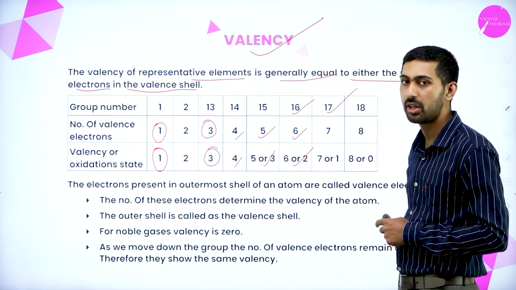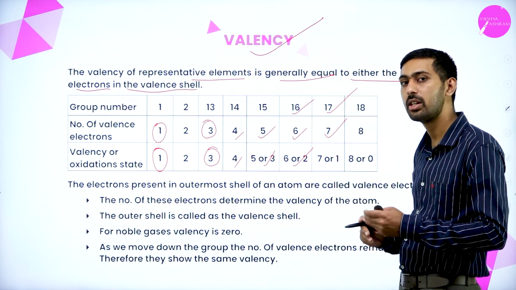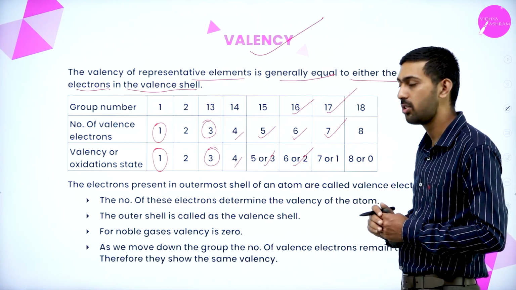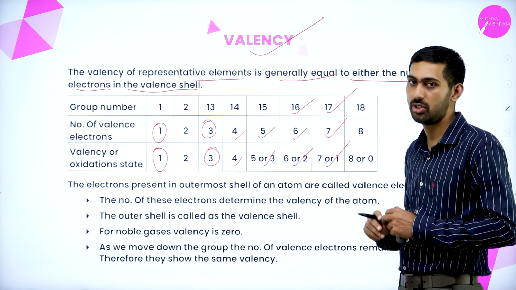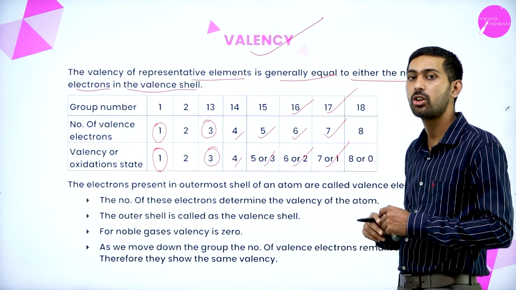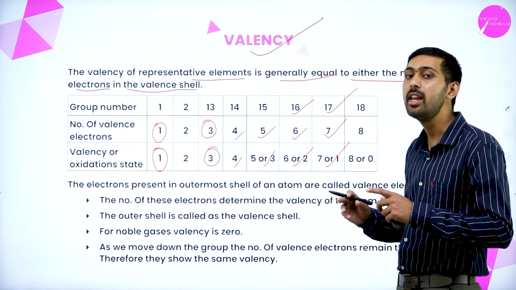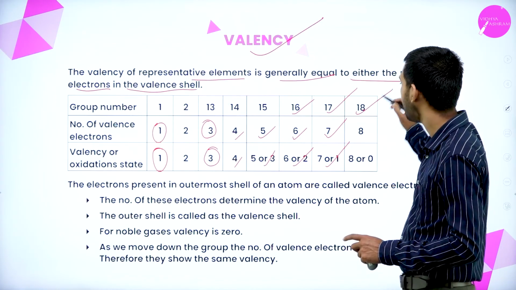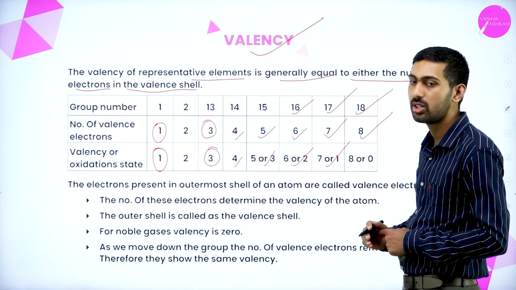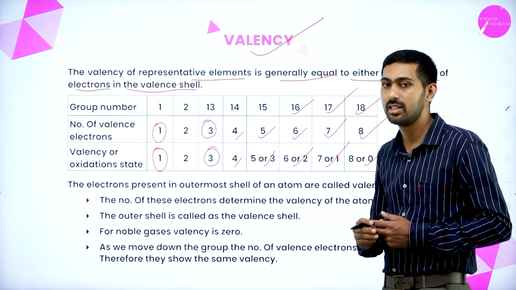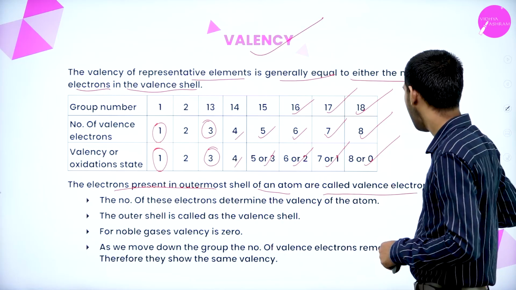Group 17. Group 17 is which one? Halogens. The number of electrons present in the valence shell is 7 and its valency or oxidation state is 7 or 1, because it requires 1 electron to fulfill its outermost shell. Correct, right? For chlorine, its atomic number is 17. If you add 1 electron to it, it becomes chloride anion, completely filled and most stable. Group 18 are called inert gases. Its number of valence electrons is 8 and its valency or oxidation state is 8 or 0.